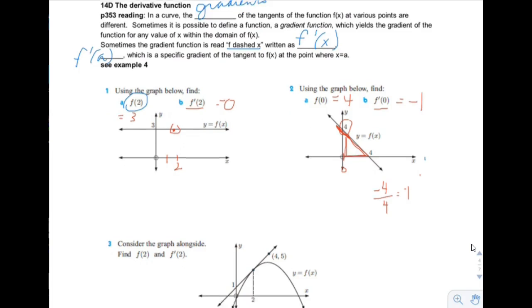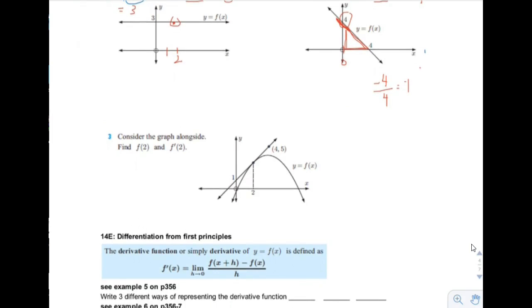Number 3. Consider the graph alongside. Find f of 2 and f dash 2. So f of 2 would just be this point here, which looks like it's halfway between 1 and 5. We can also find it because it looks to be a parabola, but let's just guess here. This looks halfway between 1 and 5, so we would say maybe the height is 3.